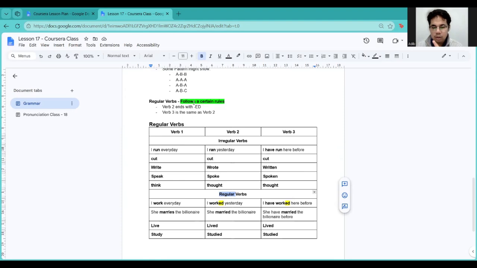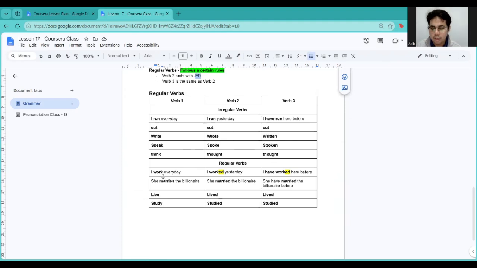So, regular verbs, if it happens in the past, will always add ed at the end of the word. Okay, ed. So for example, I work every day turns into I worked yesterday. I work every day. I worked yesterday. Okay. And if it's in verb three, it is always going to be the same as verb two. So I have worked here before, for example.